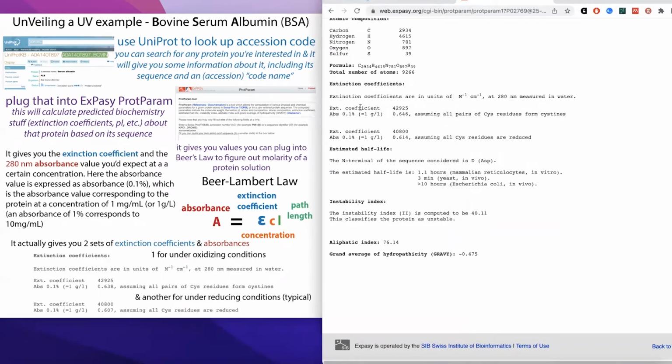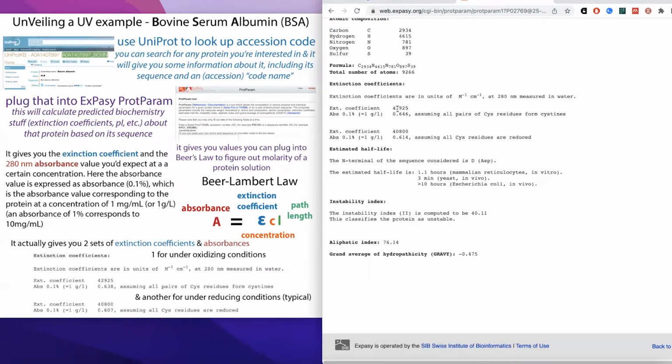So here it's telling you the extinction coefficient. So I could plug this into Beer-Lambert law and get the concentration based on the absorbance and the path length, which is typically going to be automated by your machine. And there's also this thing, absorption 0.1% equals 1 gram per liter. So basically 10 grams per liter is 1% weight volume. So 0.1% is going to be 1 gram per liter. It's just a convention.